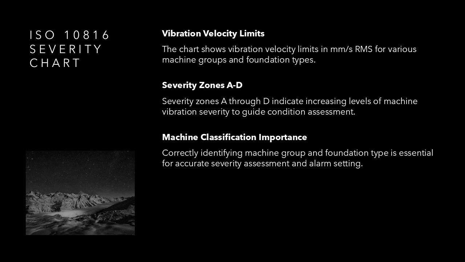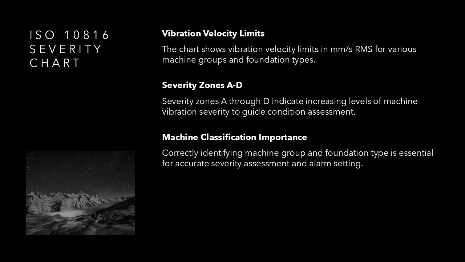The chart graphically represents vibration velocity limits for different machine groups and foundation types, divided into severity zones A through D. The vertical axis typically represents vibration velocity in mm/s RMS, while the horizontal segmentation reflects machine classification. Color coding or banding is often used to clearly distinguish the severity zones. This visual tool allows engineers to quickly assess machine condition by plotting measured vibration values against the appropriate machine category.